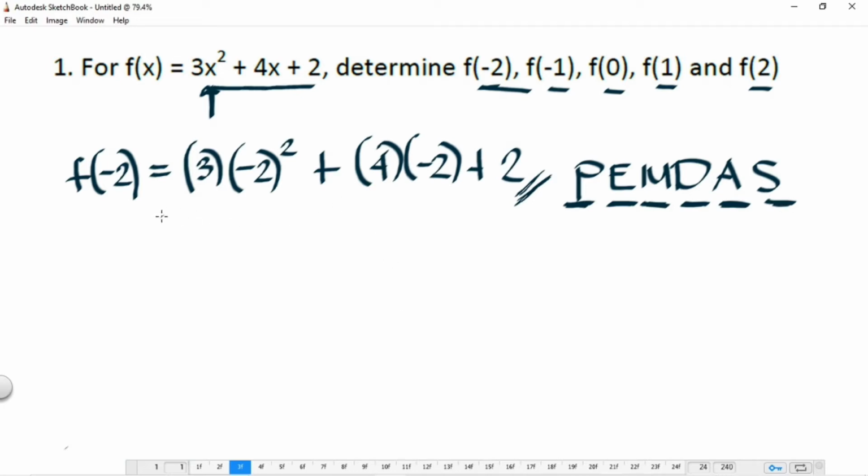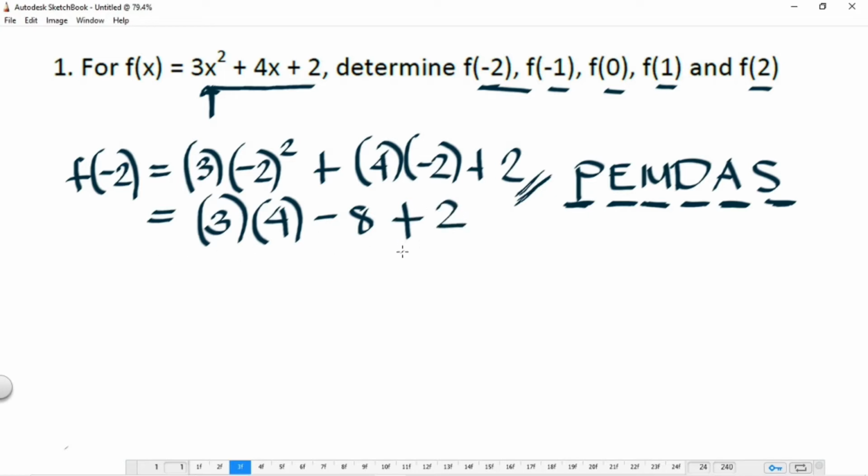Okay, so it's time to solve this problem for the first part. There are no other operations inside a parenthesis. Therefore, let's go to the exponent. There is an exponent here. Just copy this positive 3. And then, negative 2 raised to 2 is equal to positive 4. And then, we can already perform the operation for this term. So, 4 times negative 2 is equal to negative 8, and the final term plus 2.